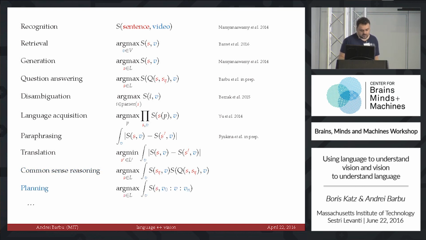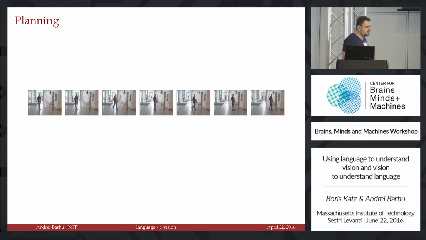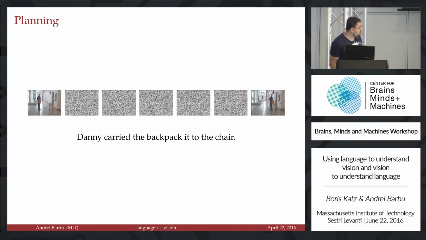I'll skip over common sense reasoning, but I'll just say one word about planning, because it's a task that doesn't seem to fit into either the category of an NLP-type task or the category of a vision-type task. Before we even get to planning, you can think of a degenerate case. Let's say that you have the video, so you've seen the execution of the plan, and you have a sentence that describes the plan. Danny carried the backpack to the chair. Oh, there's a typo there.